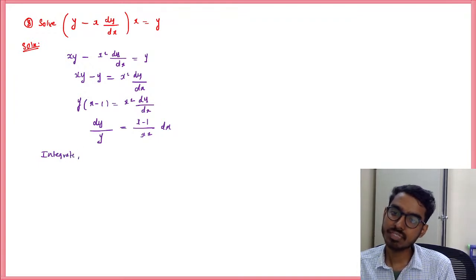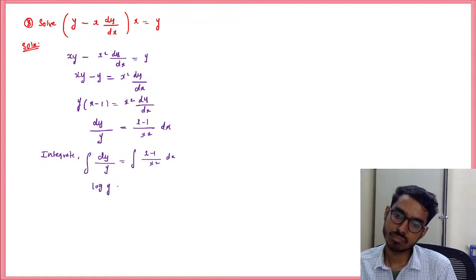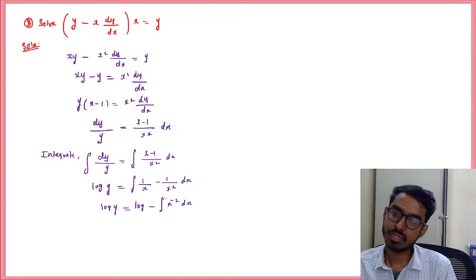Integrate this. See, this is a proper rational function, right? Degree of numerator is strictly less than degree of denominator. So you can divide by x square separately. That's it. If you divide by x square, this will be 1 by x minus x power minus 2 dx.